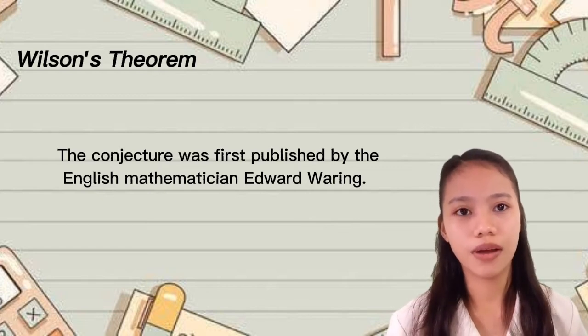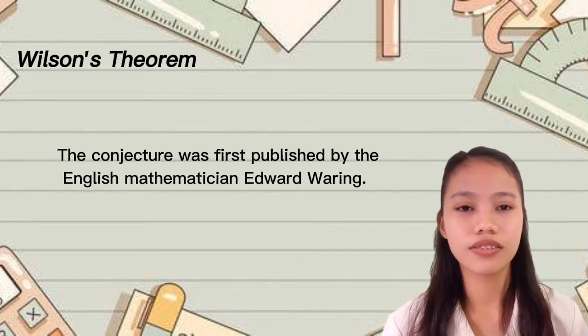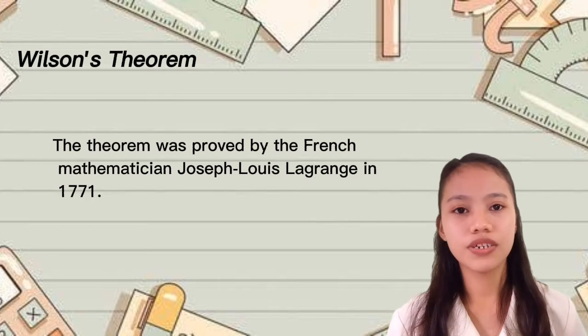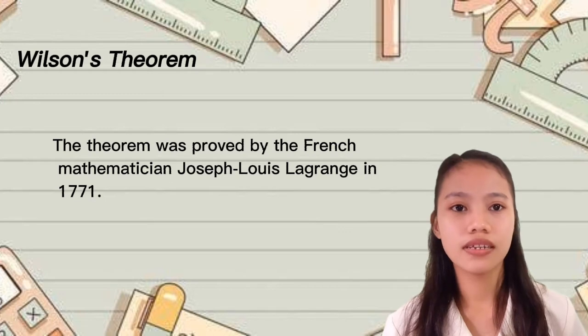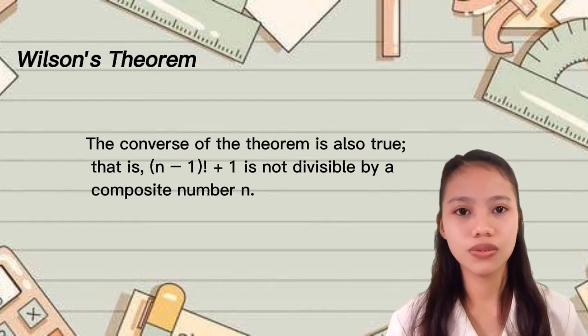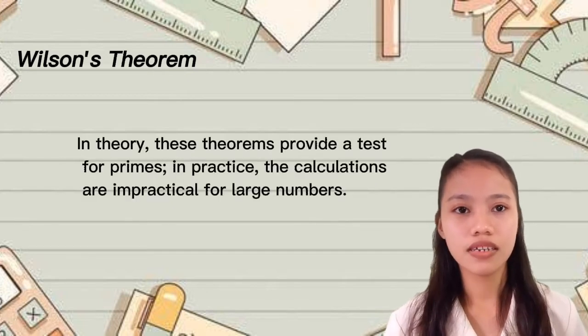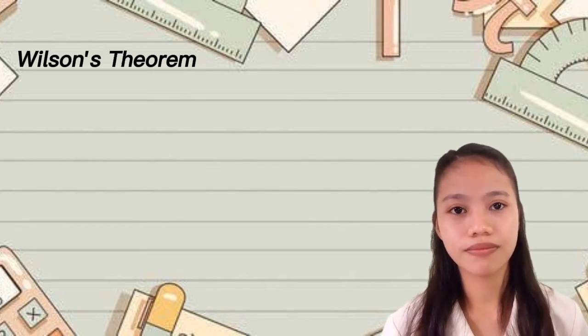1770 in Thoughts on Algebra, where he ascribed it to the English mathematician John Wilson. The theorem was proved by French mathematician Joseph Louis Lagrange in 1771. The converse of the theorem is also true. That is, (n minus 1) factorial plus 1 is not divisible by a composite number n. In theory, this theorem provides a test for primes. In practice, the calculations are impractical for large numbers.